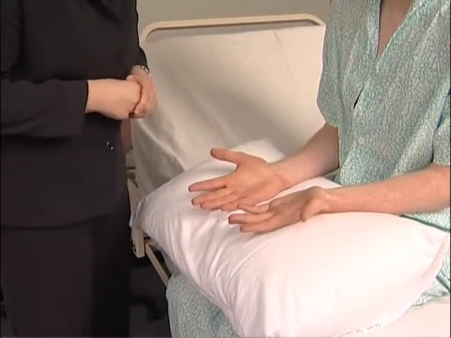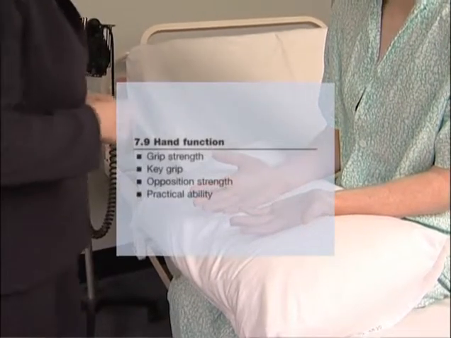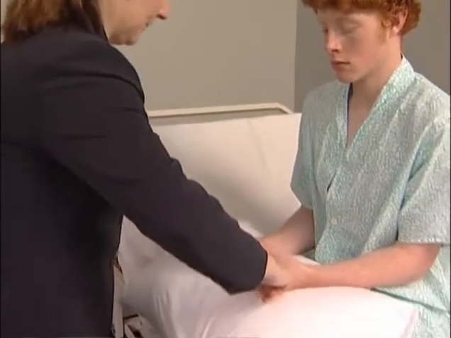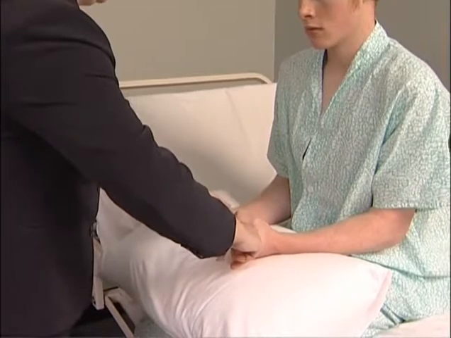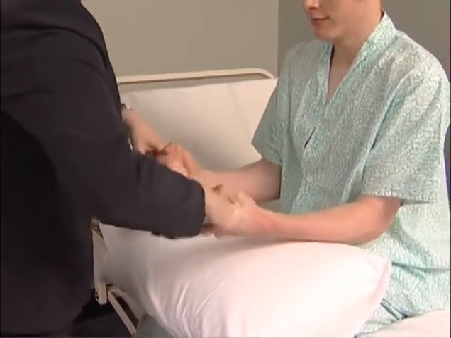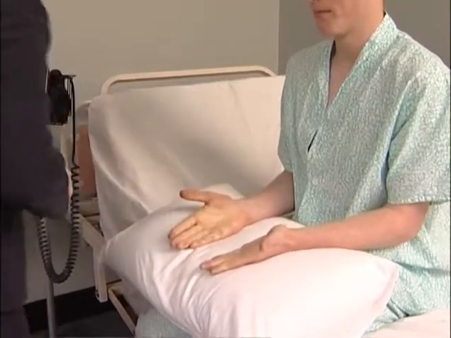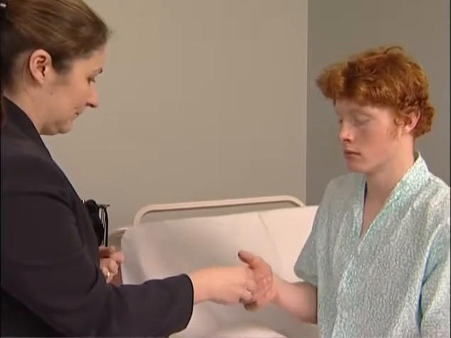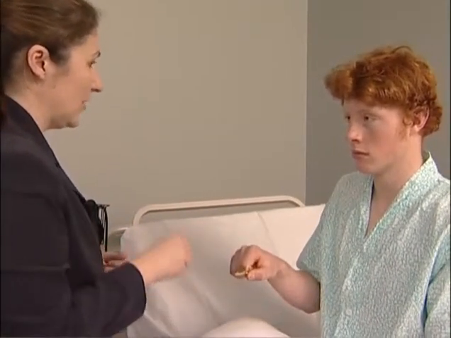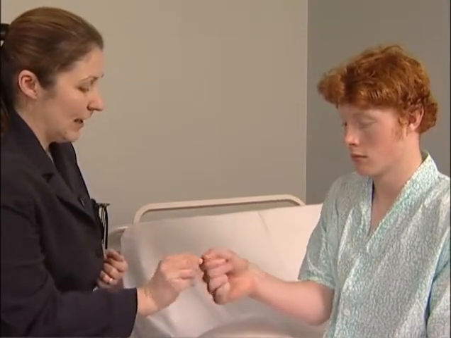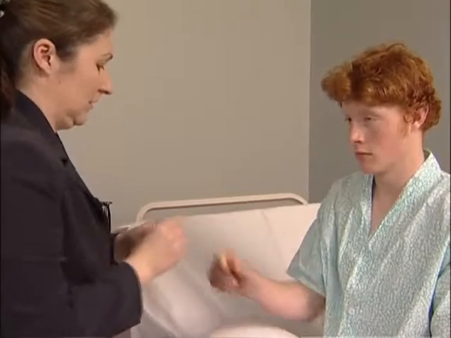Now test hand function. Okay. First of all, I'd like you to grip my fingers very tightly in your hand. Grip strength is tested by getting the patient to squeeze two of the examiner's fingers as tight as they can. Don't let me pull them out. Very good. Okay. Key grip is the grip with which a key is held between the pulps of the thumb and forefinger. Take this key in your hand that you would normally use and act as if you're going to open the door. Pretend my fingers here are the lock in the door and turn it as hard as you can. Very good.